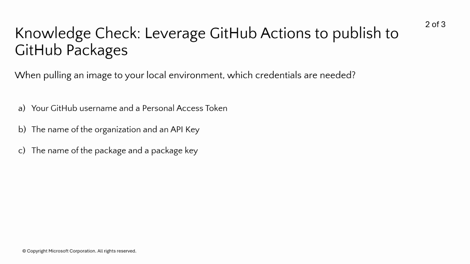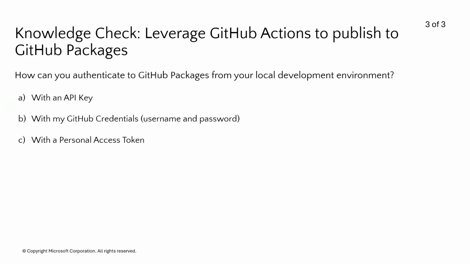When pulling an image to your local environment, which credentials are needed? Your GitHub username and personal access token, the name of the organization and an API key, or the name of the package and a package key? The answer: your GitHub username and the personal access token.